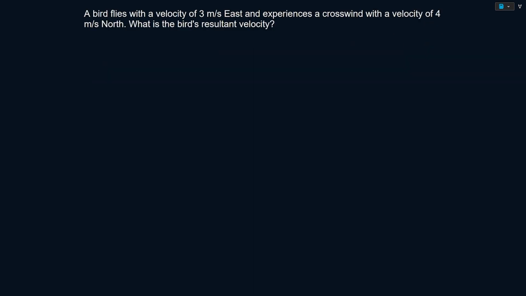A bird flies with a velocity of 3 meters per second east and experiences a crosswind with a velocity of 4 meters per second north. What is the bird's resultant velocity? The easiest way to visualize this is by graphing it.